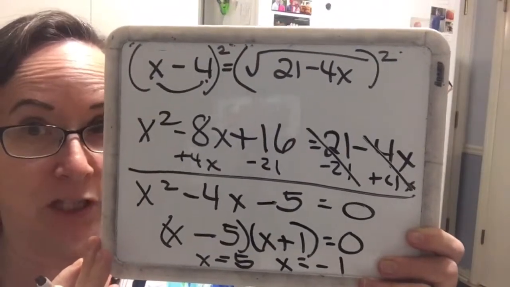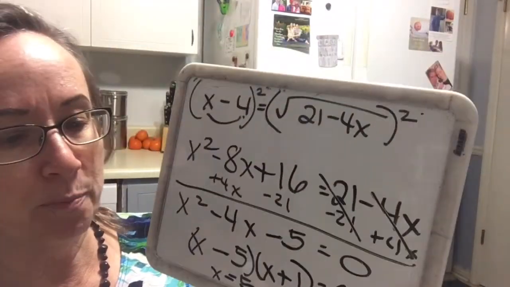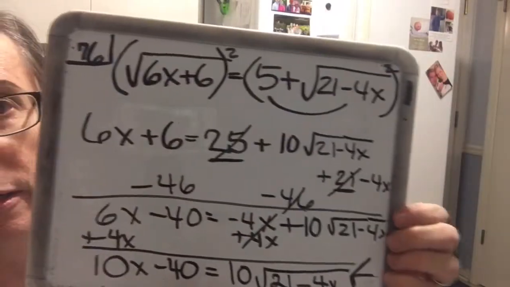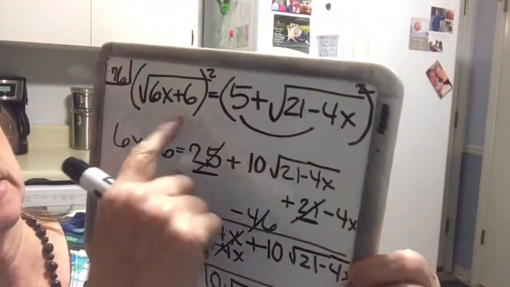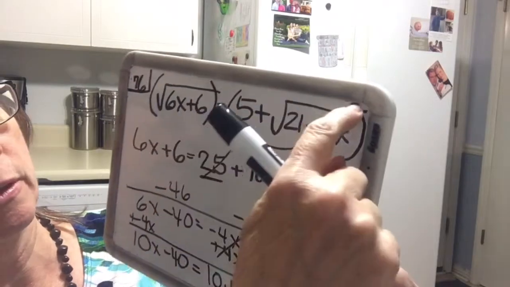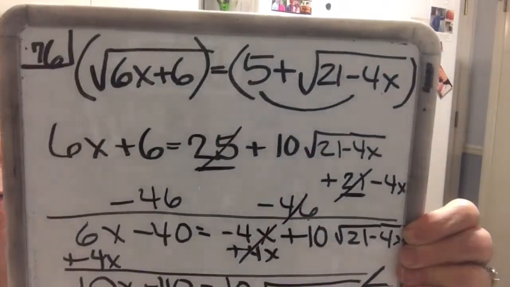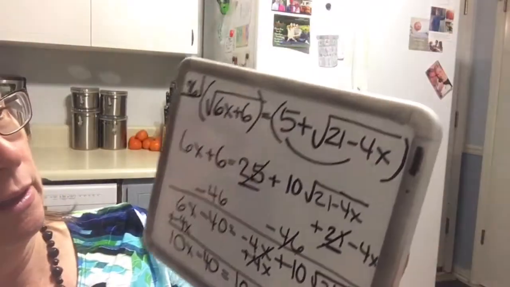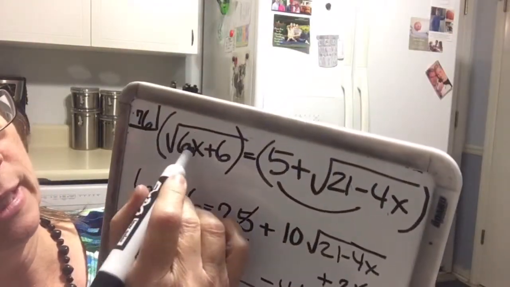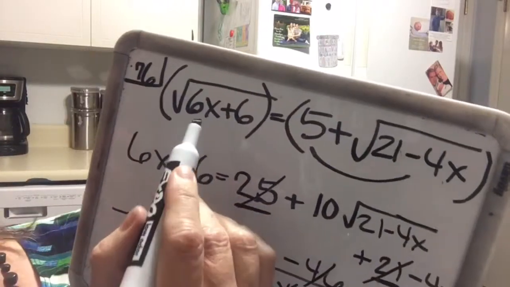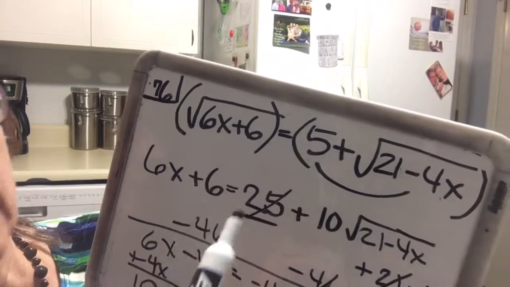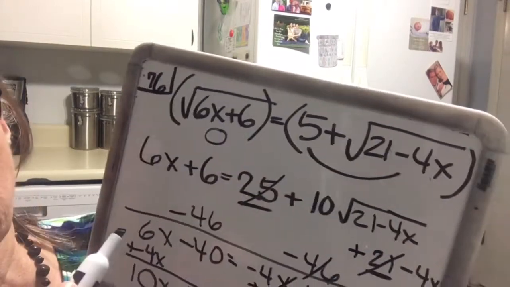Now I have to check. Okay, when I go back to my original equation, which was way over here, my original equation is this right here without the squares. So we'll take the squares back off. And we're going to plug in x is negative 1. Okay, if I plug in a negative 1 here, then I'm going to get a negative 1 times 6 is a negative 6, plus a 6 is a 0, and the square root is a 0.